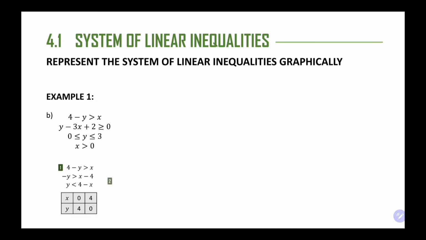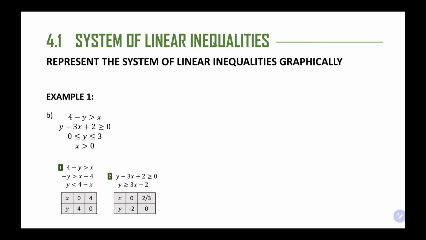Next equation, we have y minus 3x plus 2 greater than or equals to 0. We arrange first. Then we get y greater than or equals to 3x minus 2. Next, we find the intercepts. When x equals 0, we get y equals negative 2. And when y equals 0, we get x equals 2 over 3.